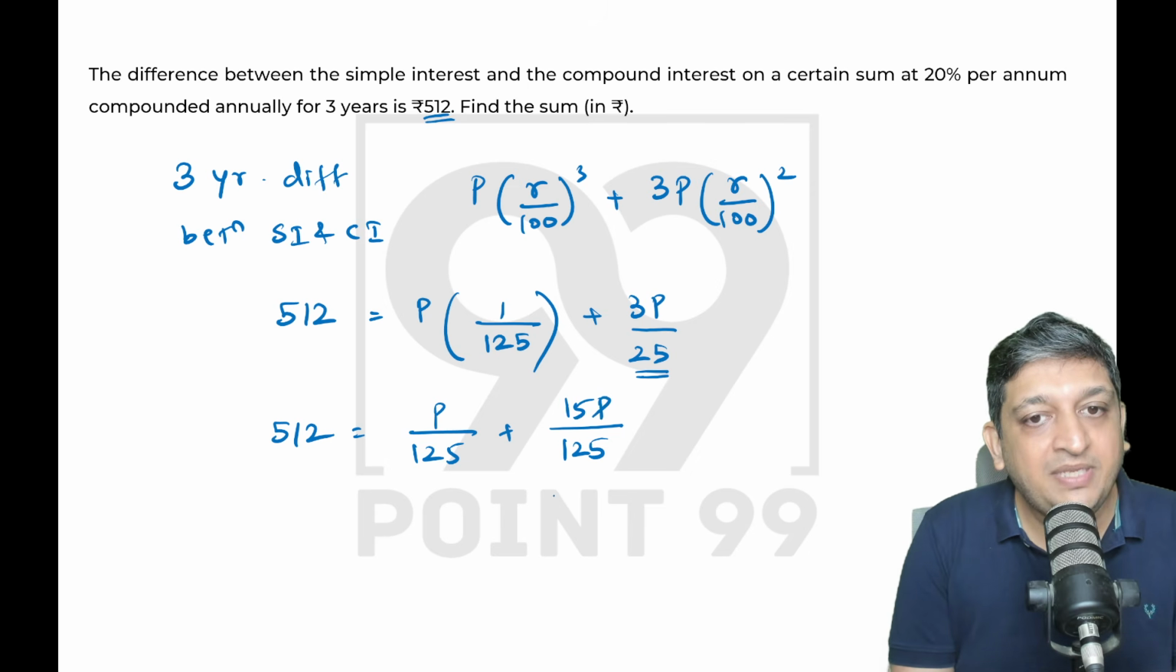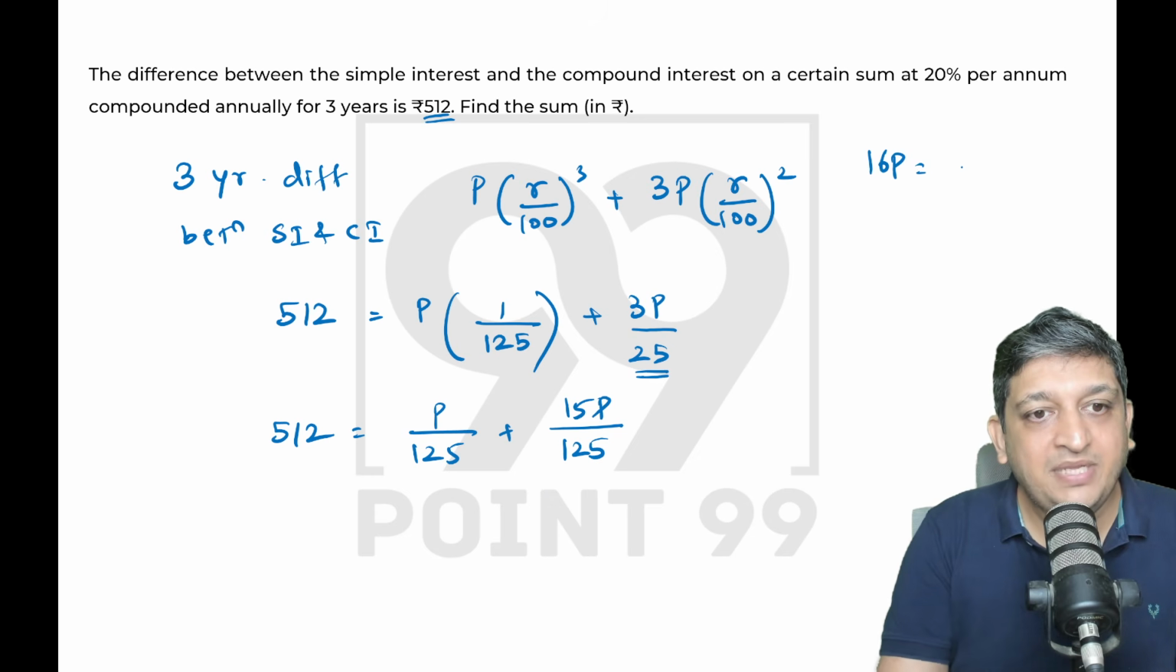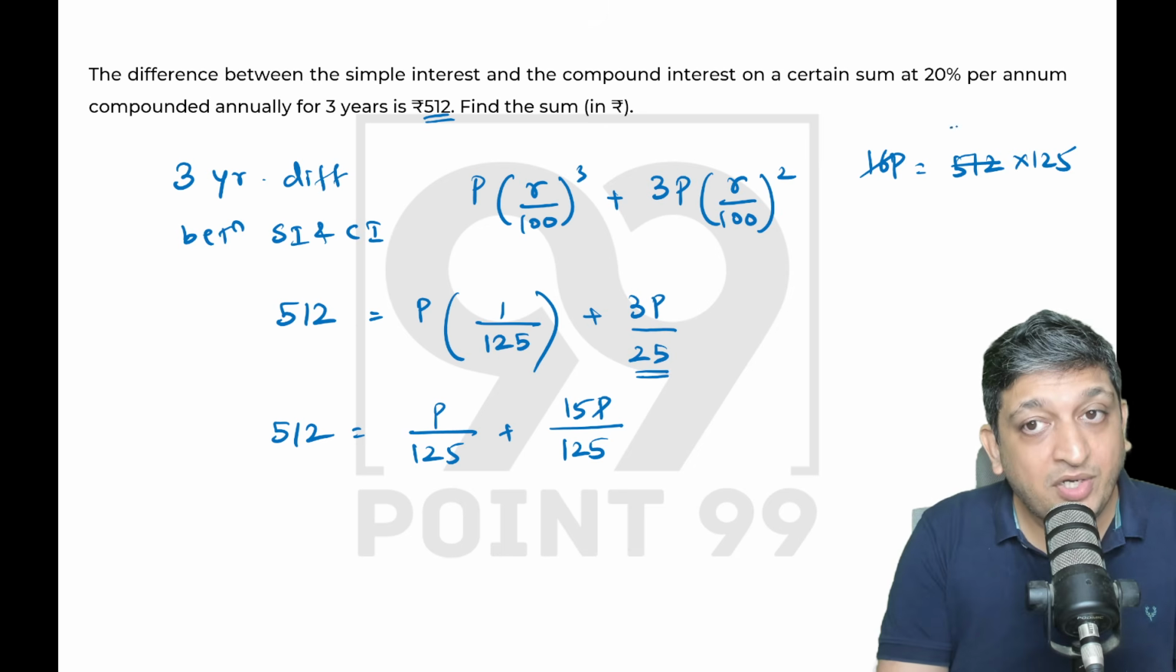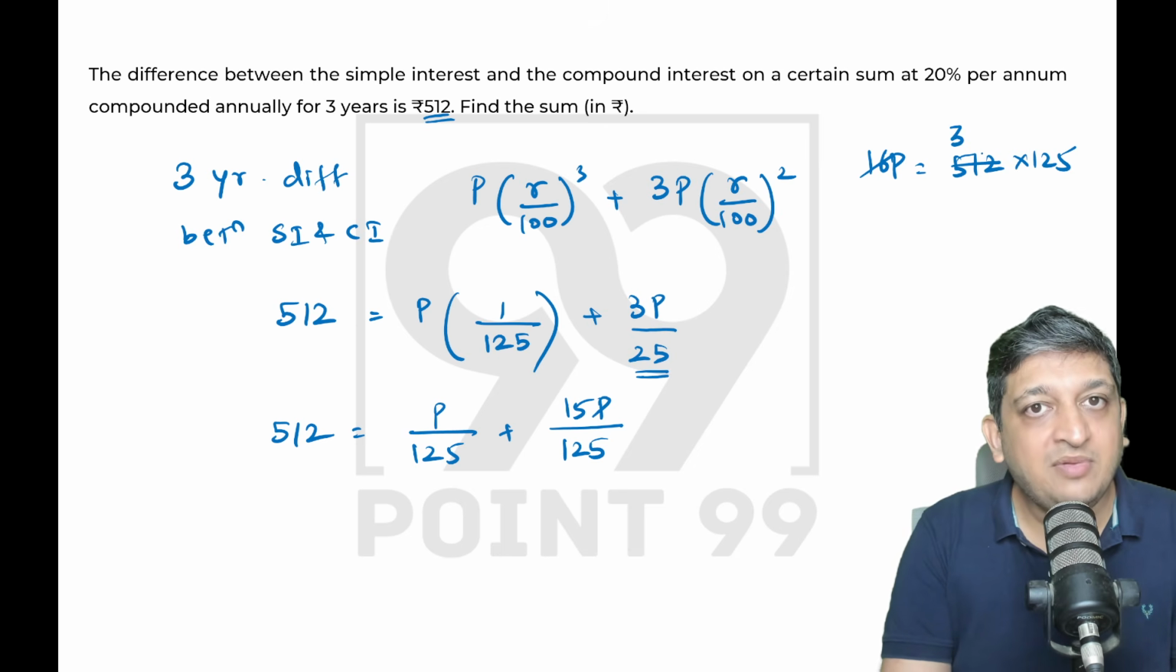It will be 15P upon 125. Therefore, what am I going to get? 16P is going to be 512 into 125. I can cancel out 16 from here and here. I am going to get 16 3s are 48. I will be left with a 32. 16 2s are 32. So what will be the value of P?